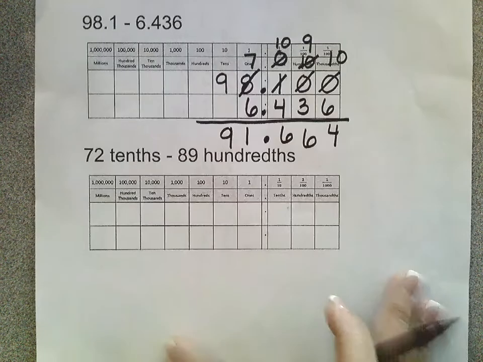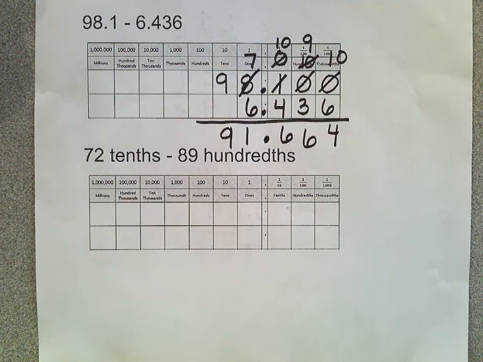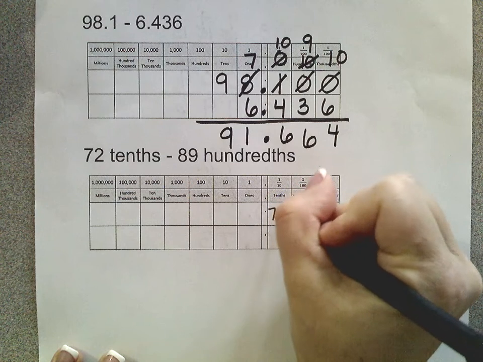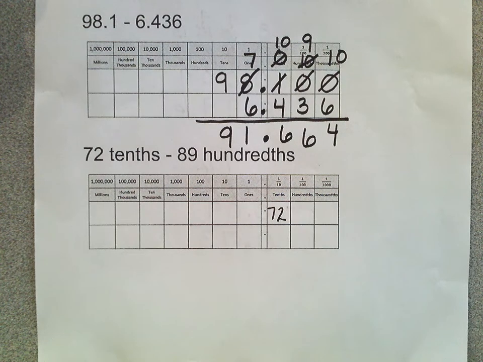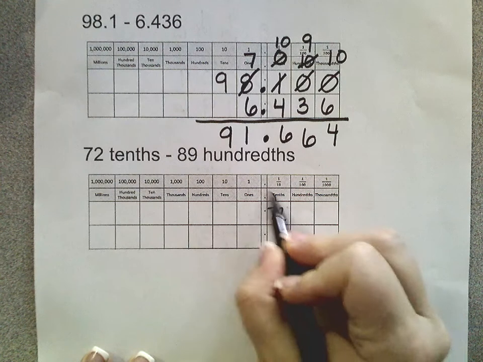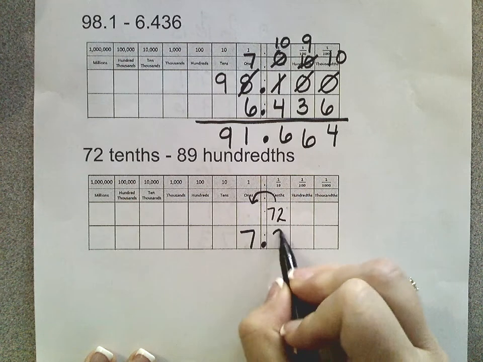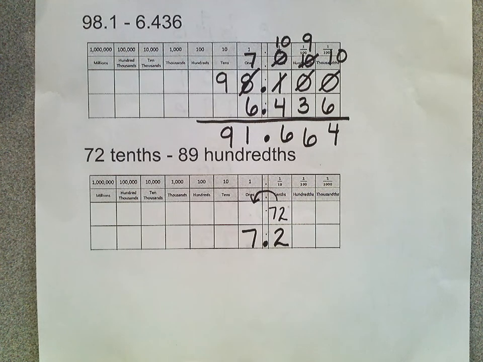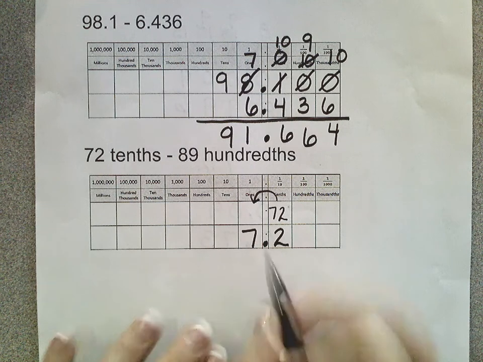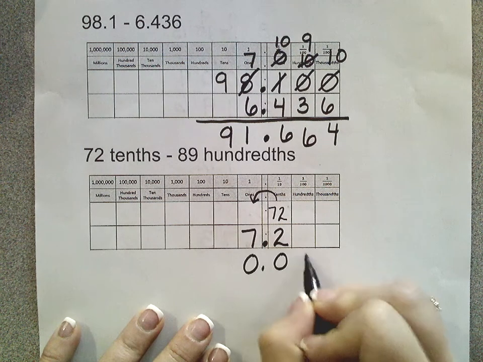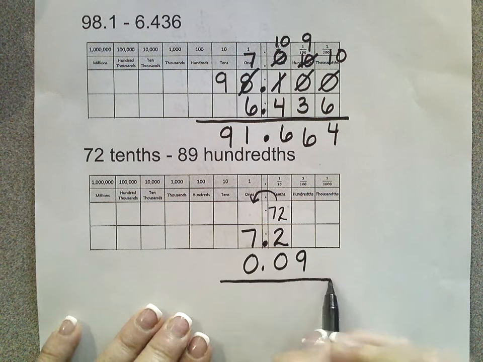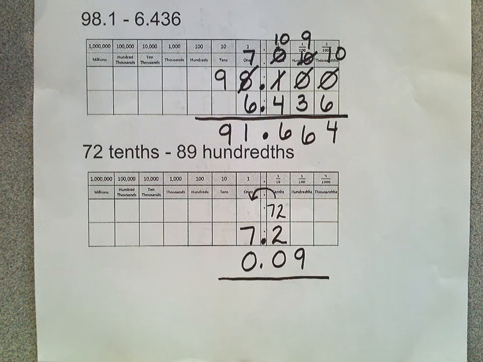Last one we're going to go ahead and do together. 72 tenths. Thinking about that. 72 tenths would go here. But you can't put 2 digits in there for a standard number. So I'm looking at that and I know that this 7 is going to have to move over here. So therefore it's going to be 7 and 2 tenths. And then 89 hundredths. I can go ahead and write in 89 hundredths. Even though I'm outside of my place value chart, I can still line them up perfectly.